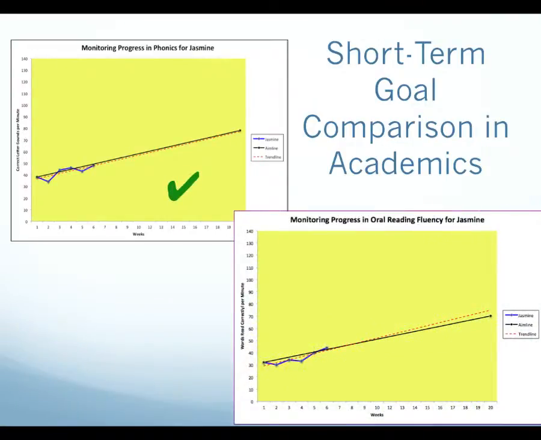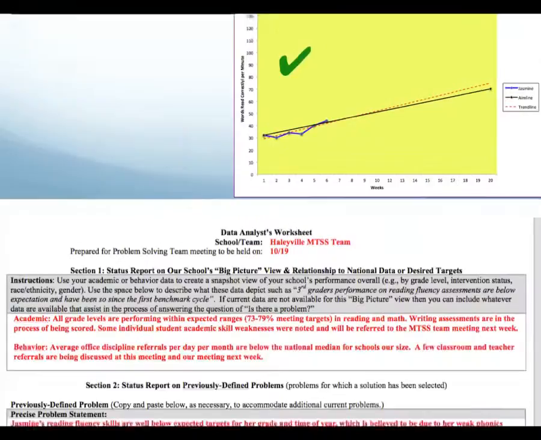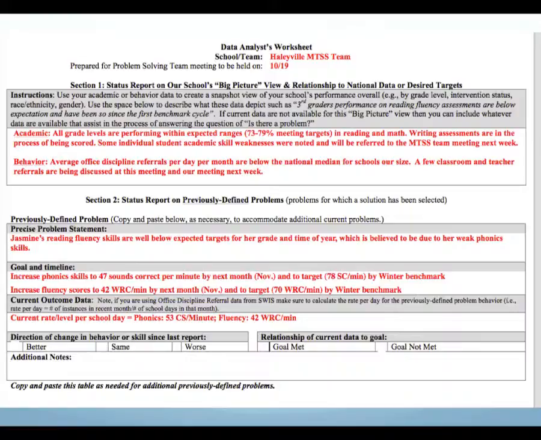We can see in her phonics skills, she's right on target where we want her to be, and also in reading fluency, she's making steady gains towards her long-term goals. So we can complete this now with the current information, and then again the direction of change. Things are getting better, and the goal, at least the short-term goal at this point, has been met.